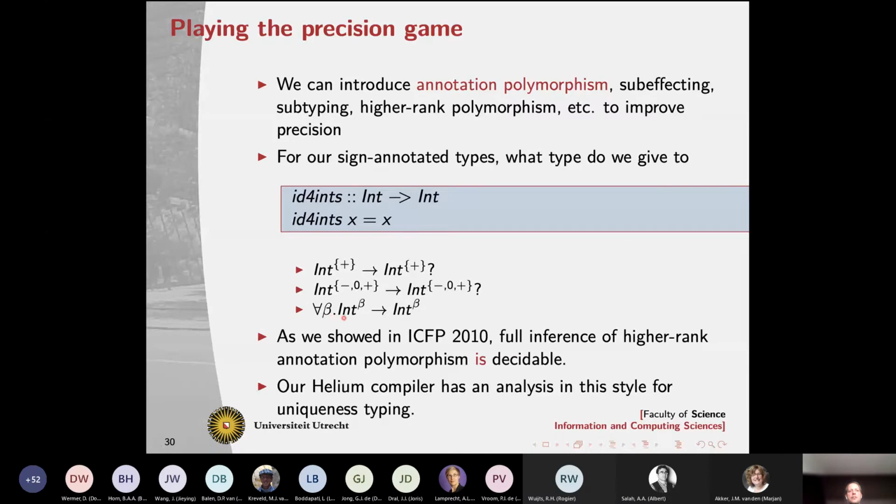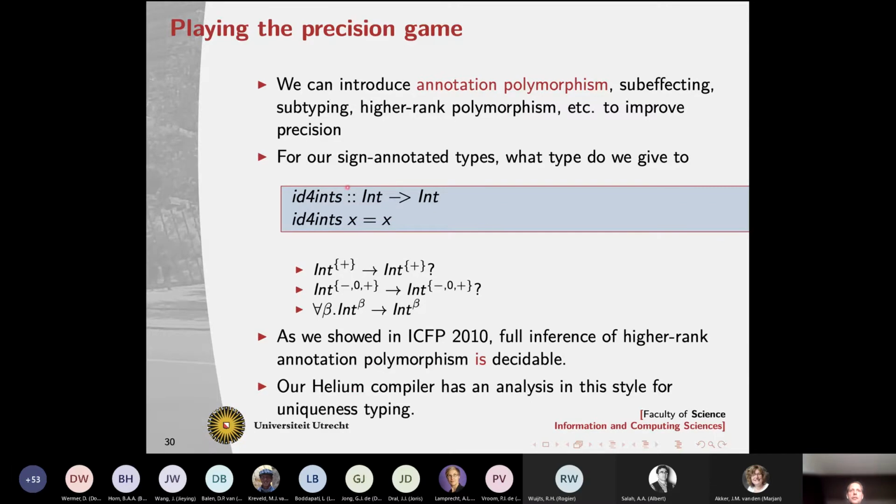We're going to say, but the best type for this kind of function is, if you give me an integer with some property beta, I give you back an integer with that same property beta. As maybe an aside, at ICFP 2010, we had a paper where we showed that full inference of higher-ranked annotation polymorphism, so this is plain annotation polymorphism, but now higher-ranked, like I discussed in the first part of my talk, is actually decidable, which is very surprising.